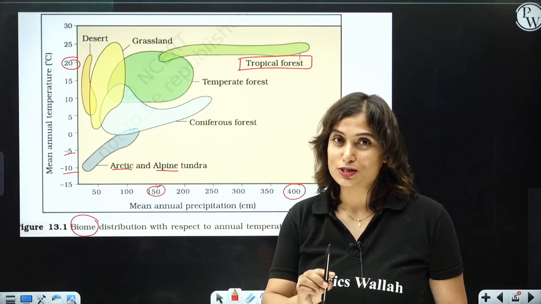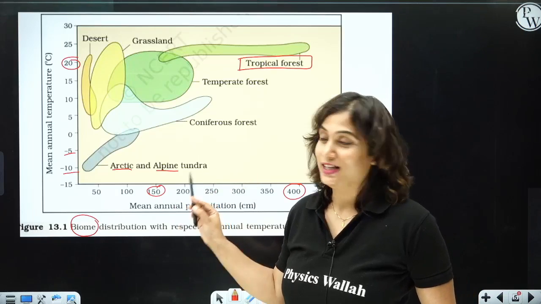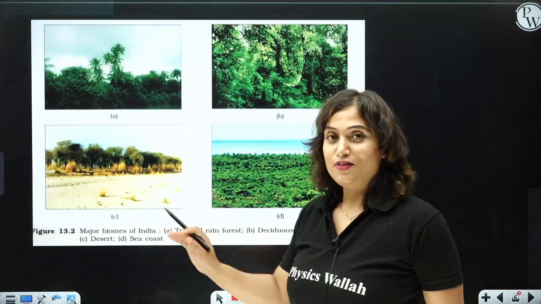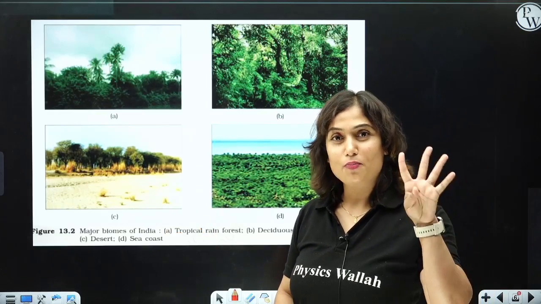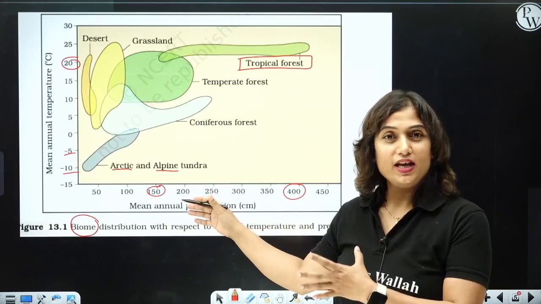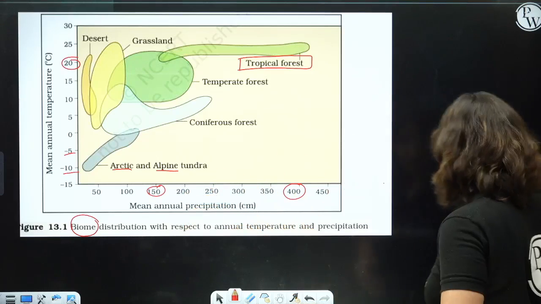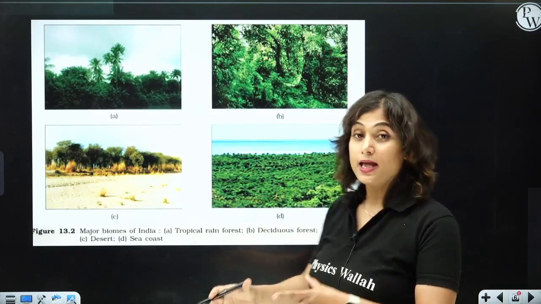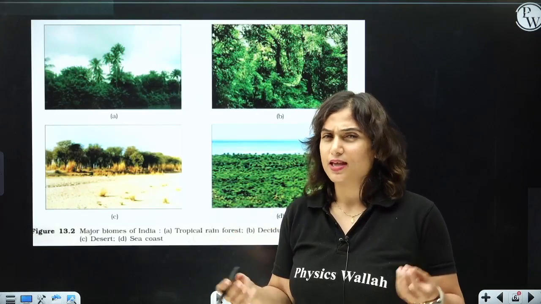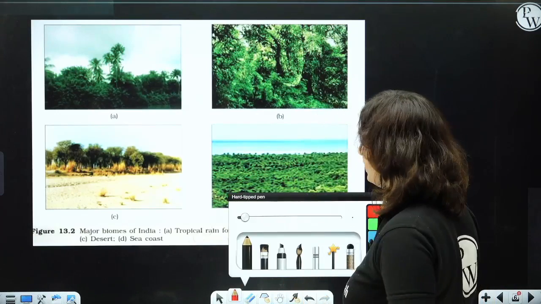I hope you understood how you have to interpret and learn this diagram. Now, in NCERT, it is given that India has 4 major biomes. Here I have discussed the various kinds of biomes found in the world, but now I am discussing the major biomes found in India. These kinds of questions can come directly. So, what are the major biomes found in India?